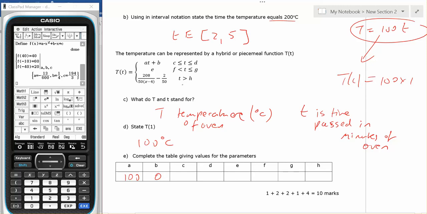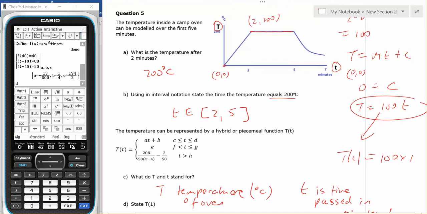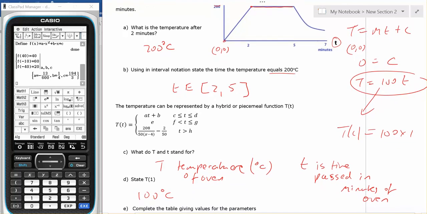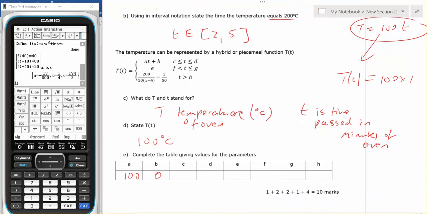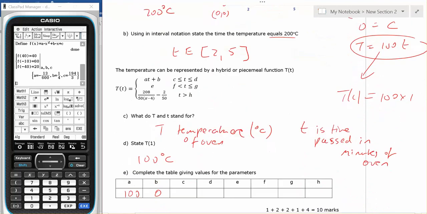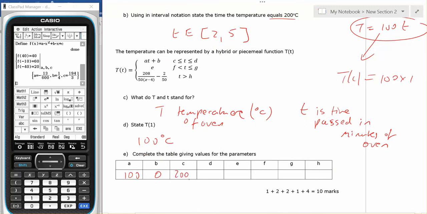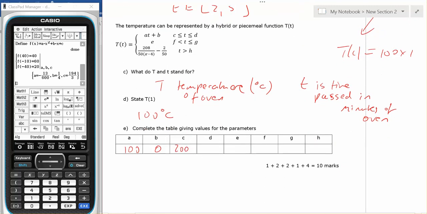And then E is just a straight line, a horizontal line. So we know that it's just equal to a number, and that number happens to be 200 because it stays at 200 for a while. Okay, and D, hang on, I think I've jumped the gun here.